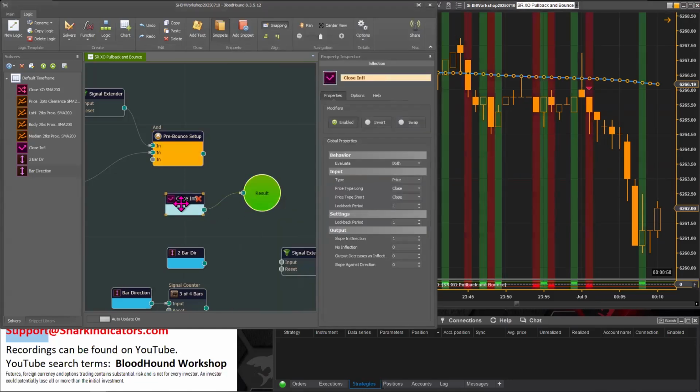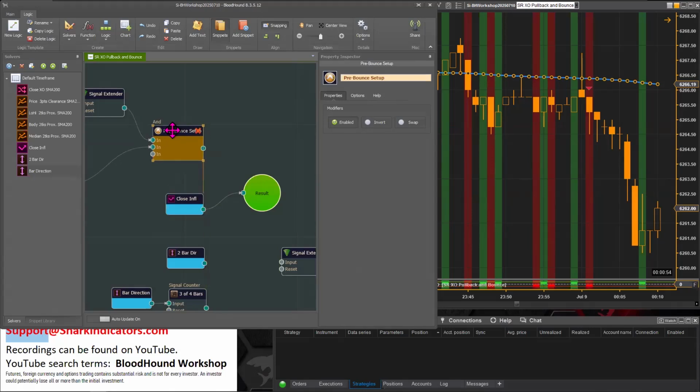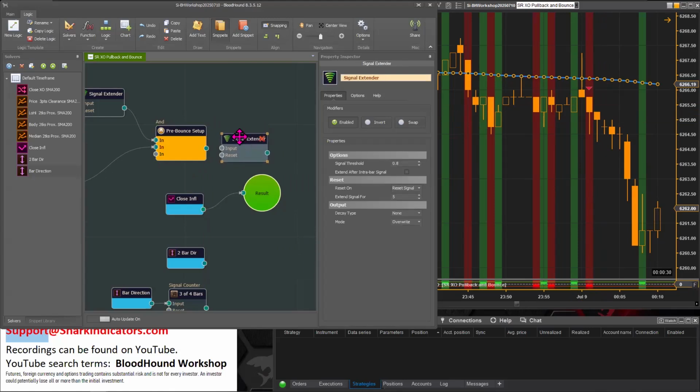So with this inflection solver here, we actually need an output from the AND node. We need an output on this bar that reverses direction, right? So if, again, the top of the body is too far away, then we're not going to have an output from the AND node on this same bar. So the safer thing to do is at least use a signal extender that extends for at least one bar.